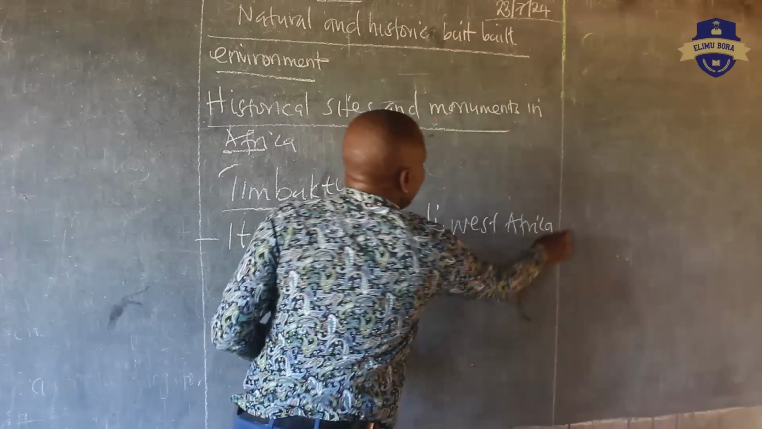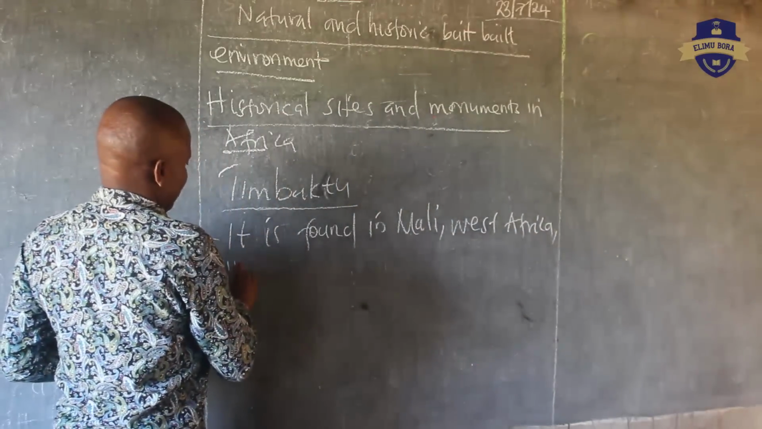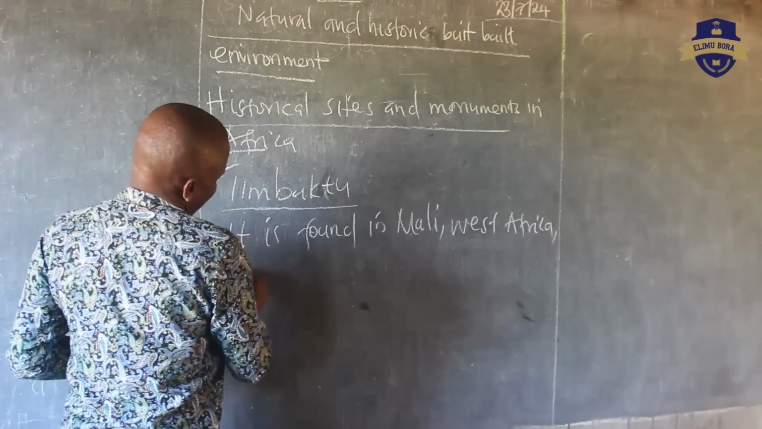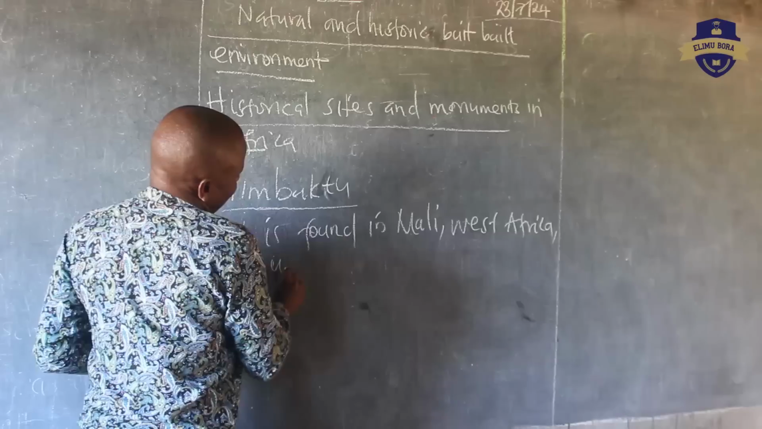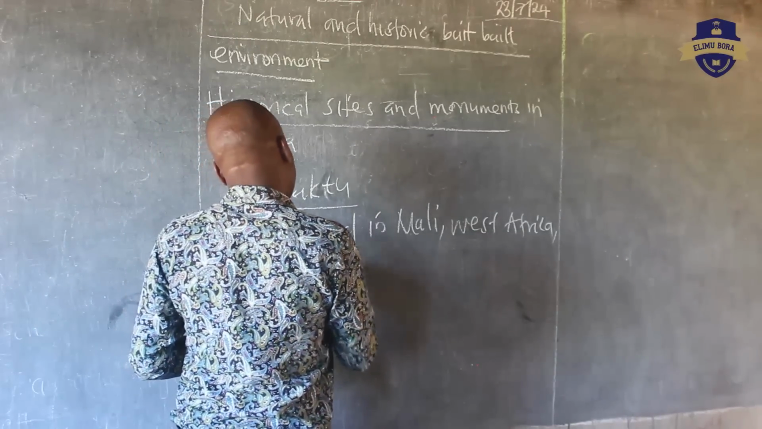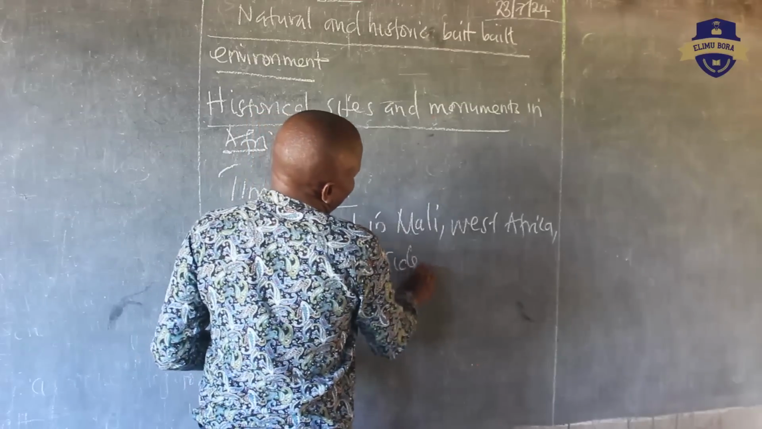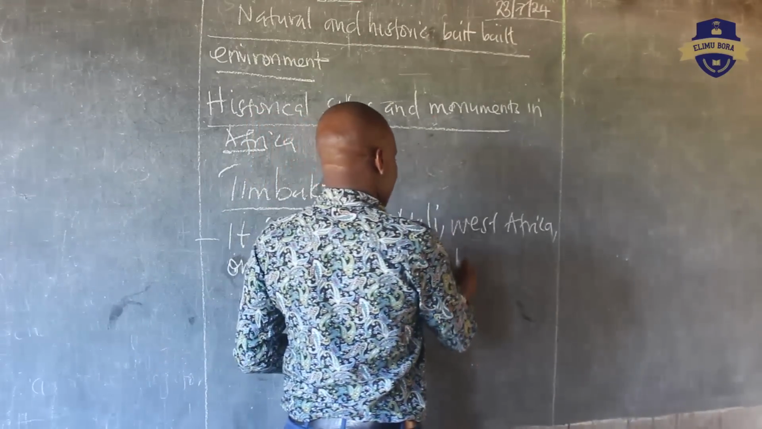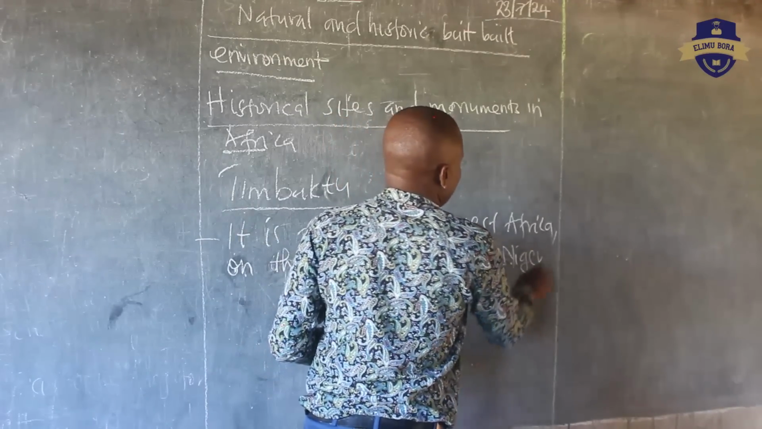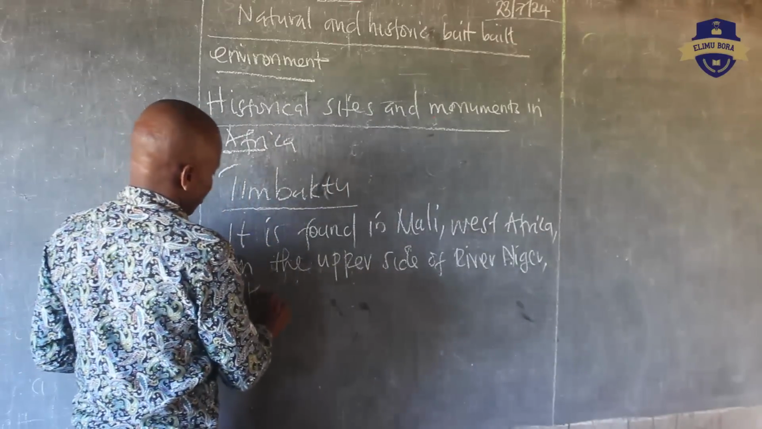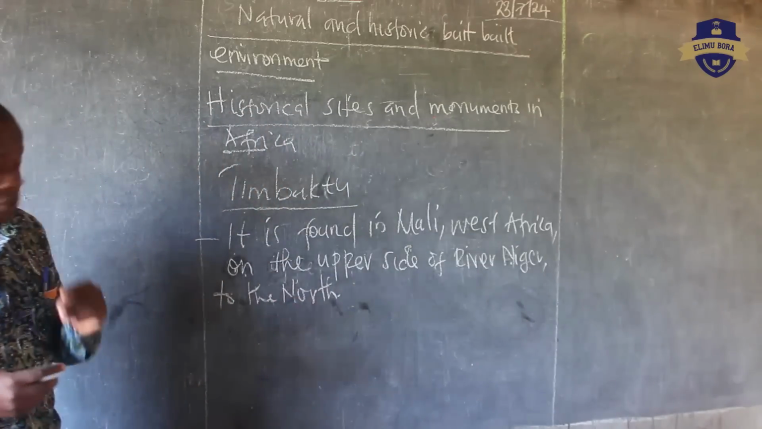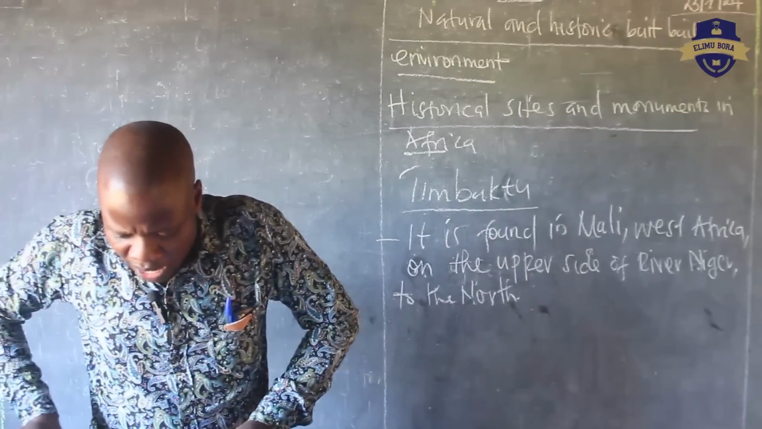West Africa. Okay. On the upper side, can you see the upper side? The upper side of River Niger. That is to the north. That's where Timbuktu is found.